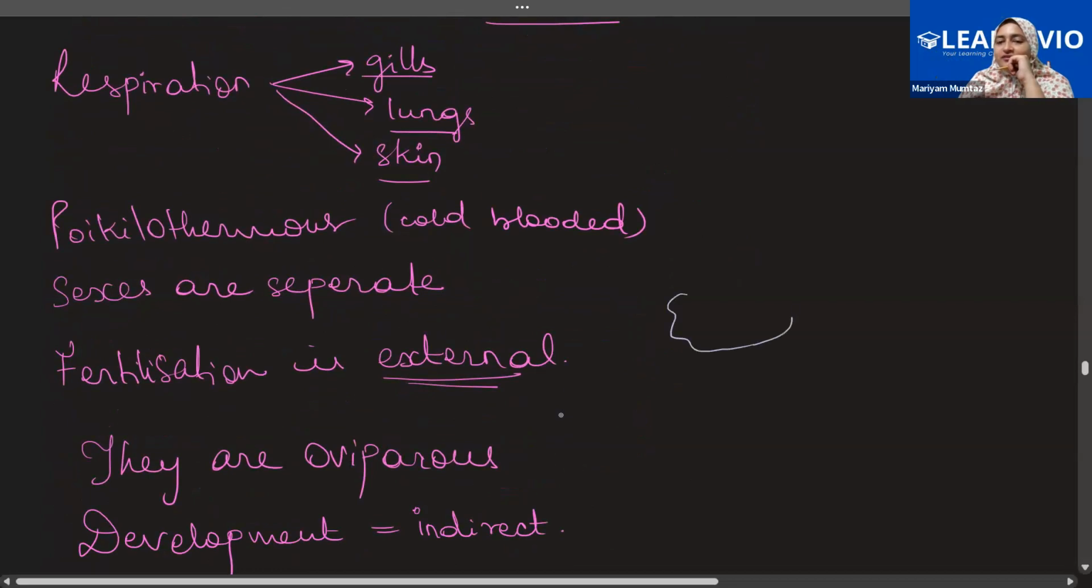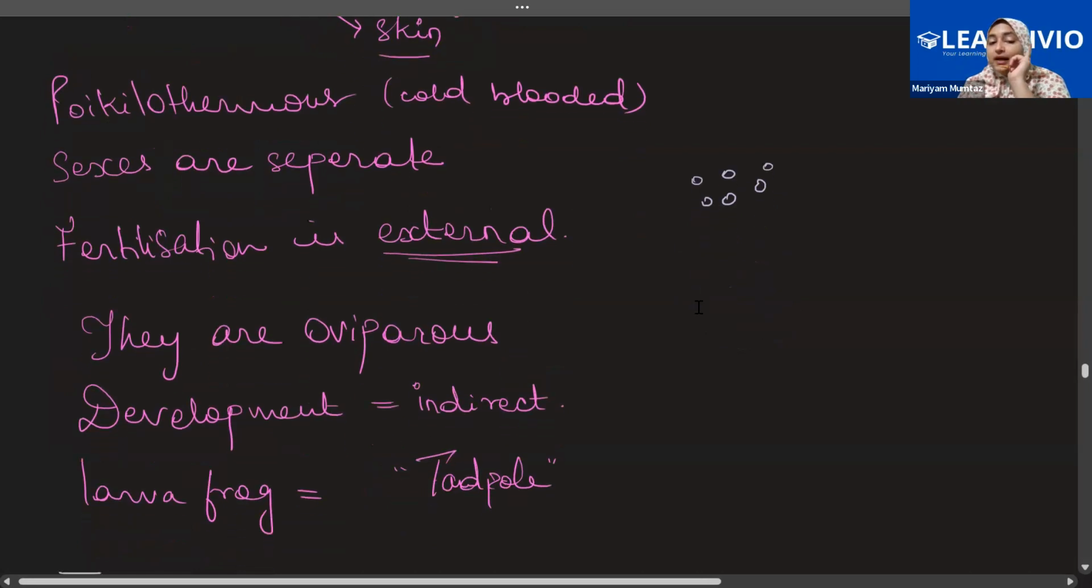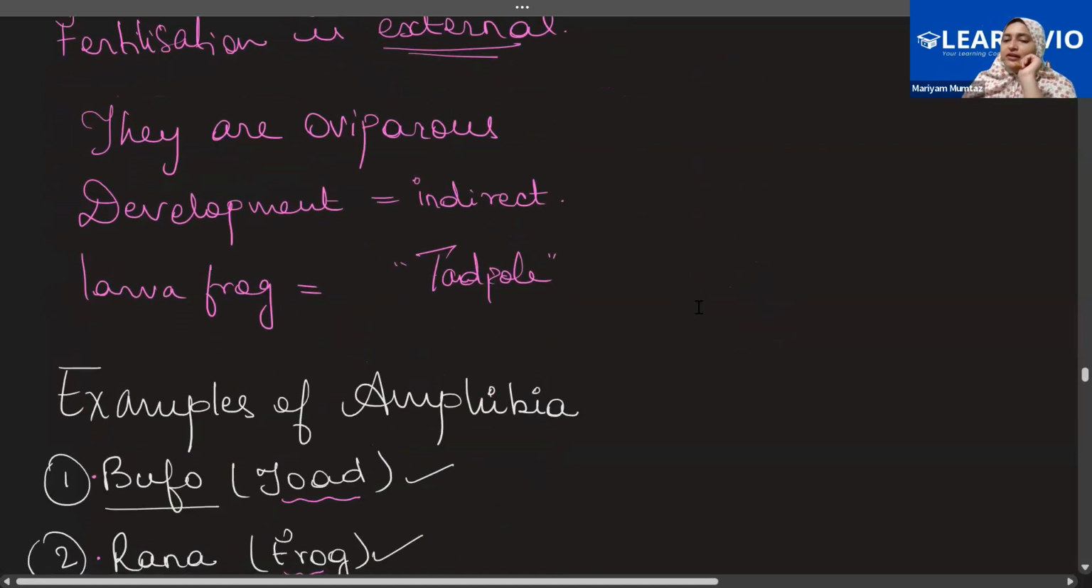It is sort of like this and it looks like eyes, black colored. So that is how fertilization is external. You can find their eggs on the surface of water. They are oviparous, meaning the eggs will hatch and the organism will come out, but the development in them is indirect development. Indirect means there will be a larval stage, such as for frog, the larval stage everyone knows is a tadpole stage.